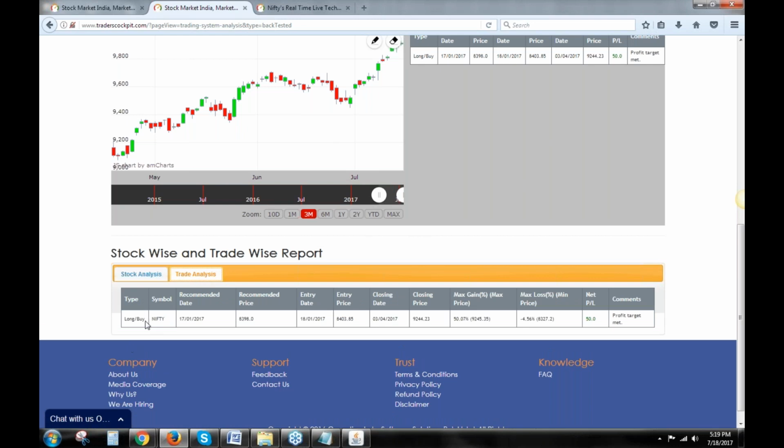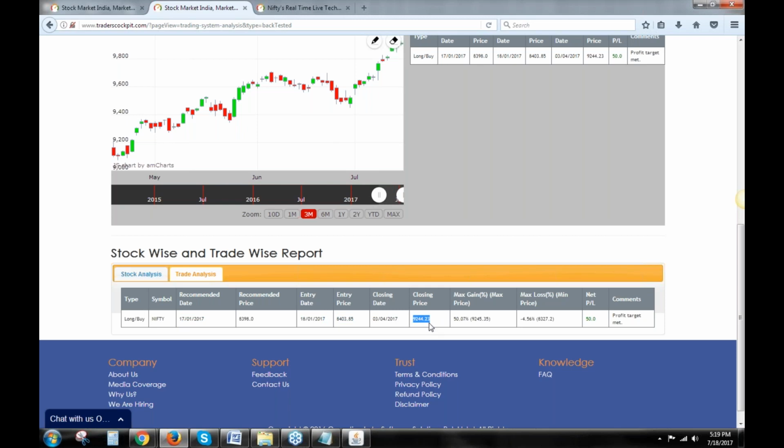This was a long trade which happened on 17th of January, and the recommended entry price was at 8398. The entry happened on the next day. Since this was an EOD candle setup, the condition got generated on 17 July, and the entry happens next day morning, that is 18 July at 8403. From there the price increased as high as 9244.